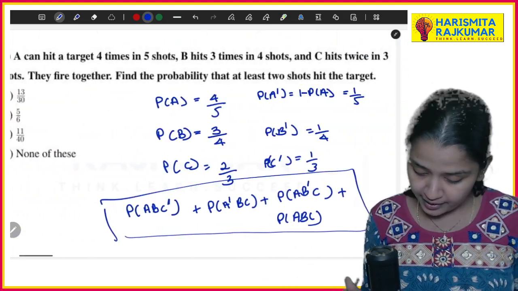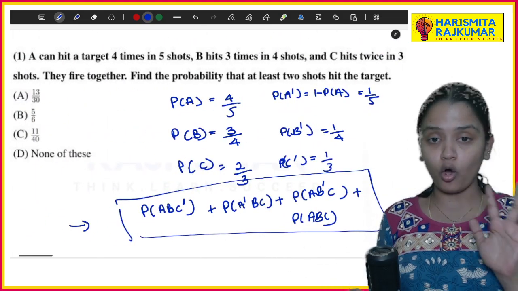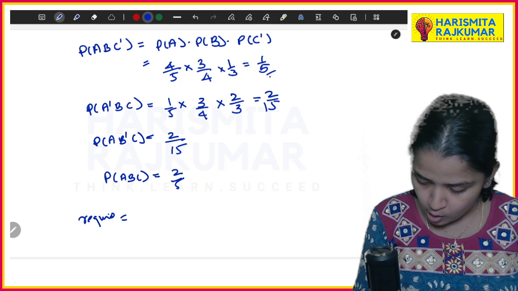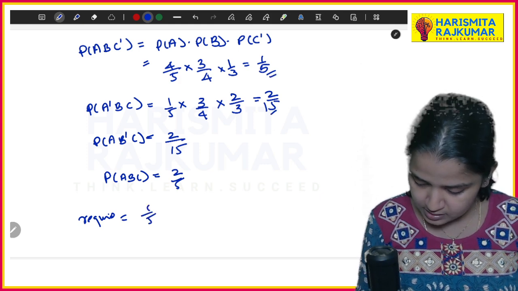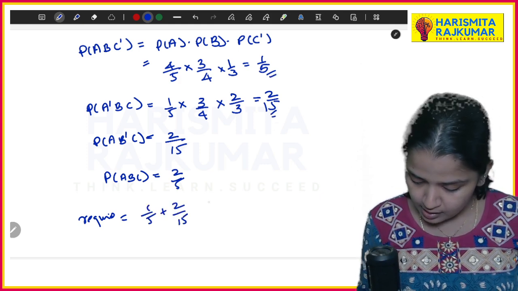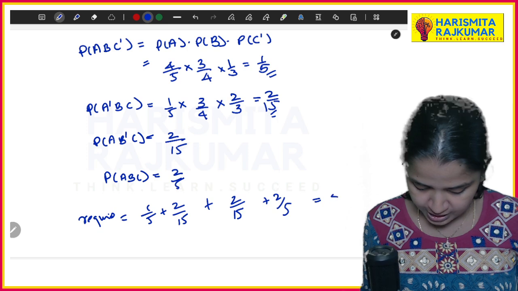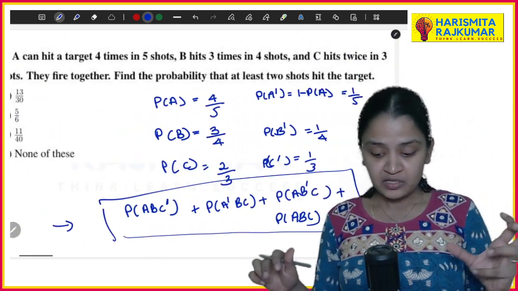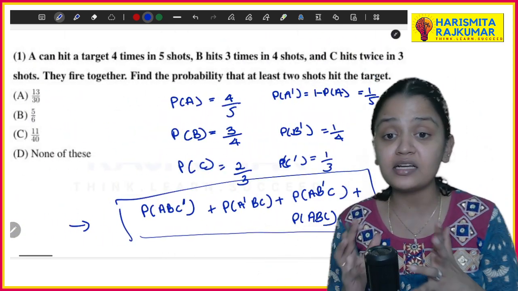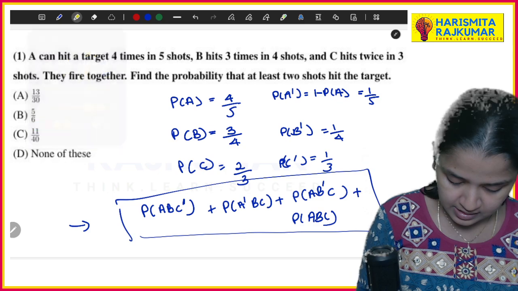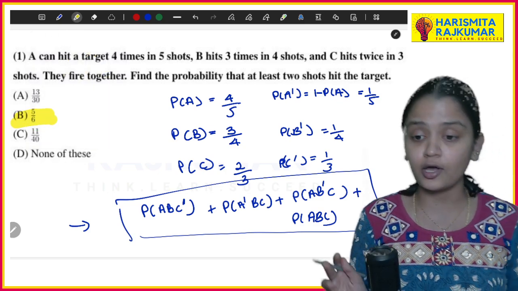Now the required probability is when I add all those things. The required answer is 1 by 5 plus 2 by 15 plus 2 by 15 plus 2 by 5, which I get as 5 by 6. So the probability that at least 2 shots hit the target is 5 by 6.